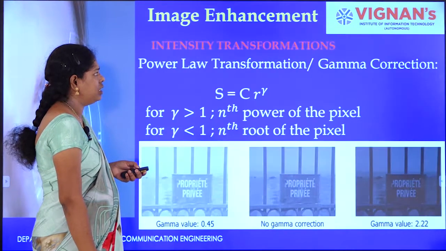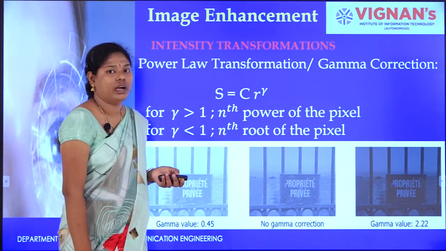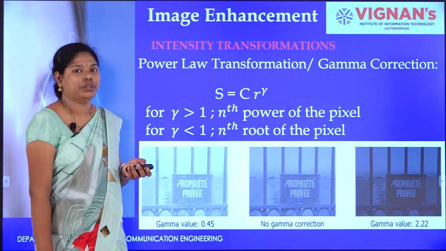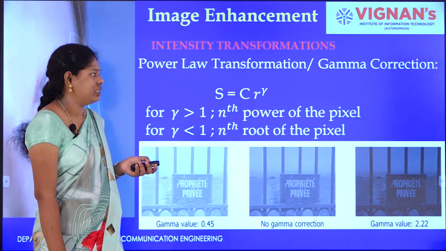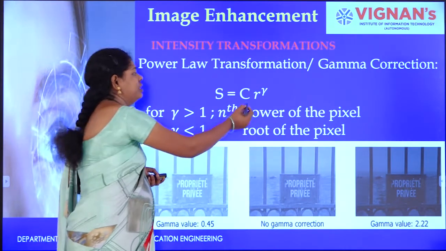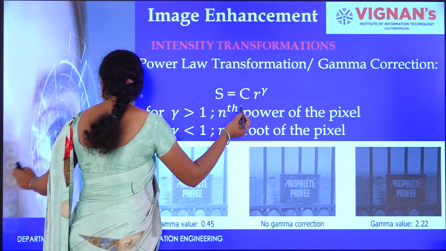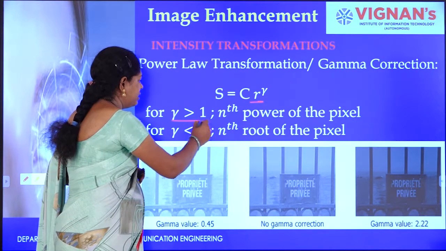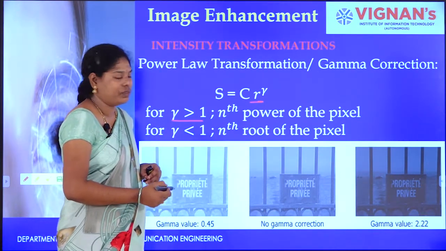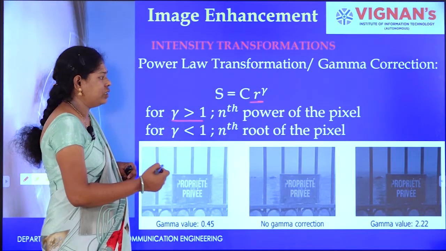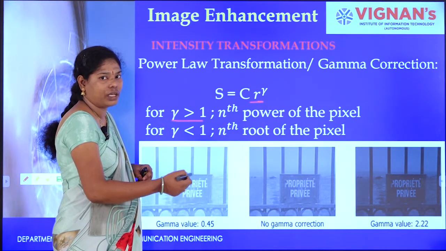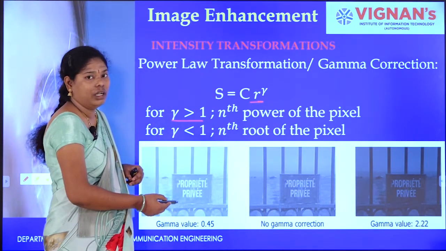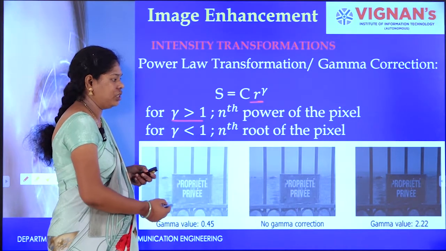The next transformation is power transformation or gamma correction. Gamma correction is basically used in cathode ray tubes. The old TVs use CRT tubes where gamma correction is used. If gamma is greater than 1, it will be the nth power of the pixel. If it is less than 1, it will be the nth root of the pixel. Depending on the case, we modify the gamma value to get a better image.